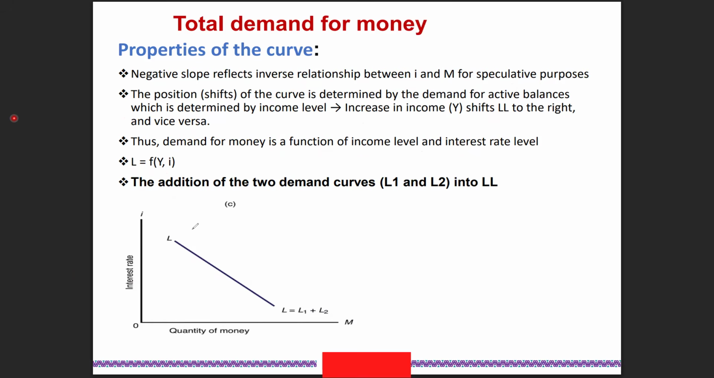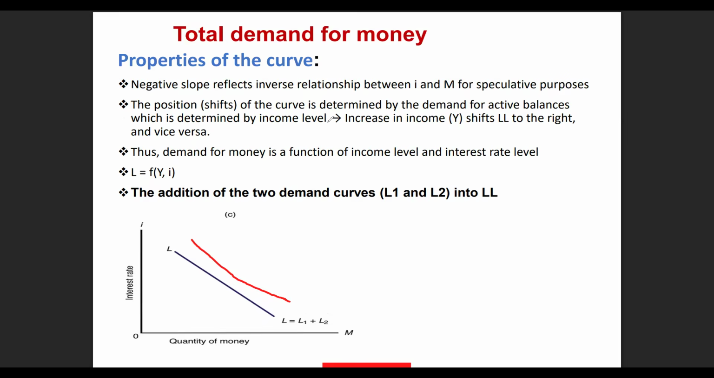So if the curve shifts this way, it basically indicates that there is an increase in the income levels because here they've grouped them together, right? The vertical one for active balances and then this one for passive balances, right? Which is the speculative motive, right? So if your curve shifts like this, it means that there is an increase in income, or here it is a decrease in income.